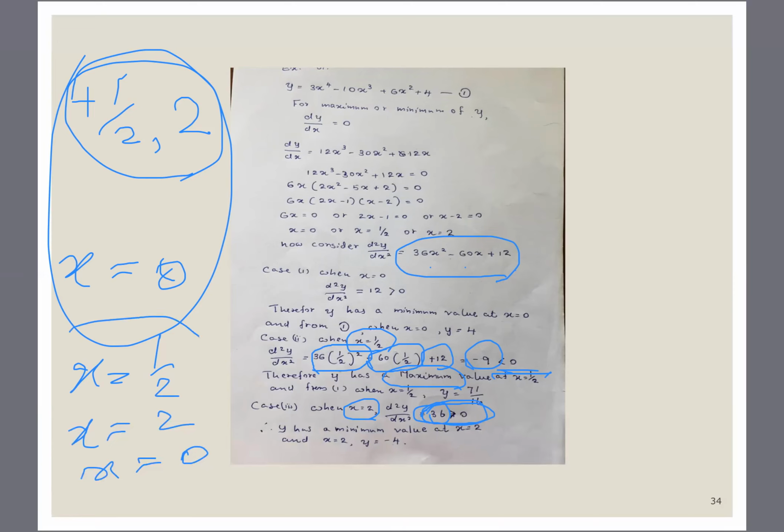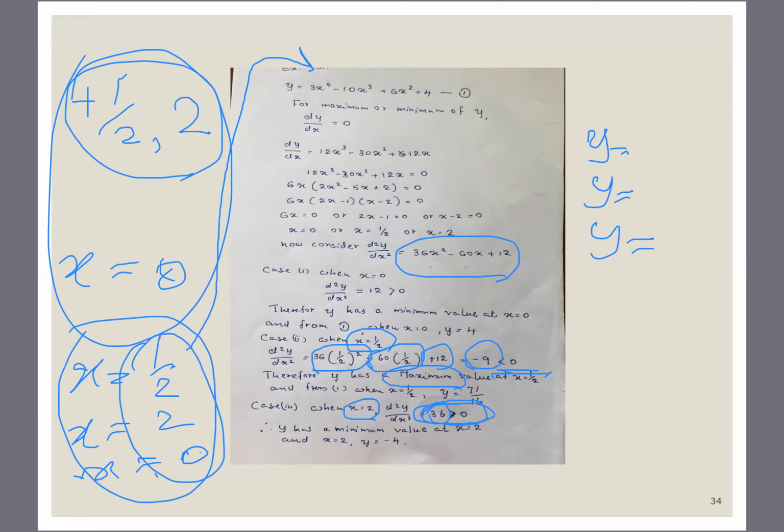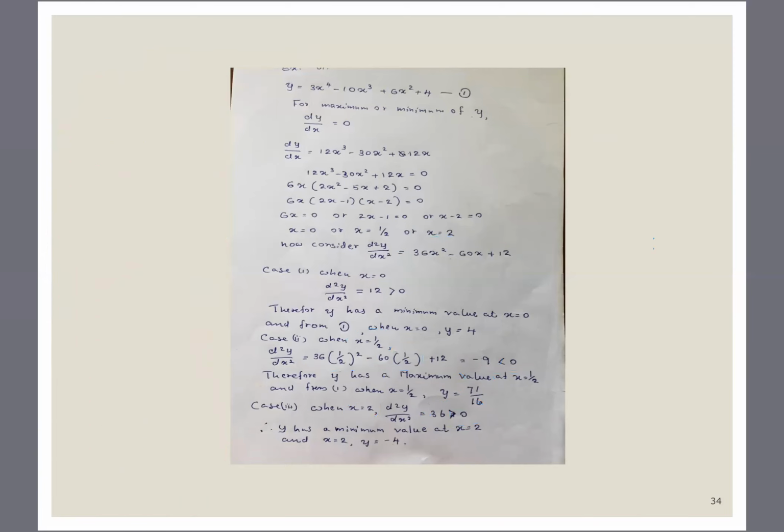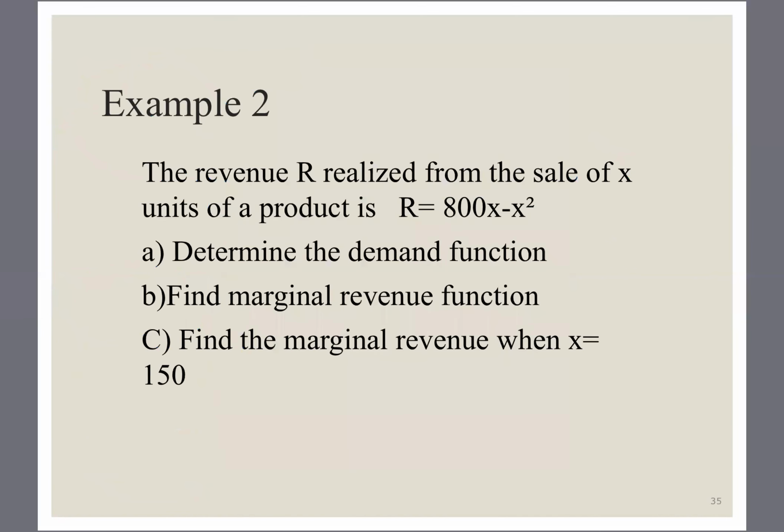So if you want to identify the point, that means y also, right? Y also for the given three x values, you have to substitute these values separately. Be careful about this. You need to apply them in the original function, not the derivative function. When you apply this x value in the original function, then you can get the y values. All right. So this is a very clear example for you, I think.